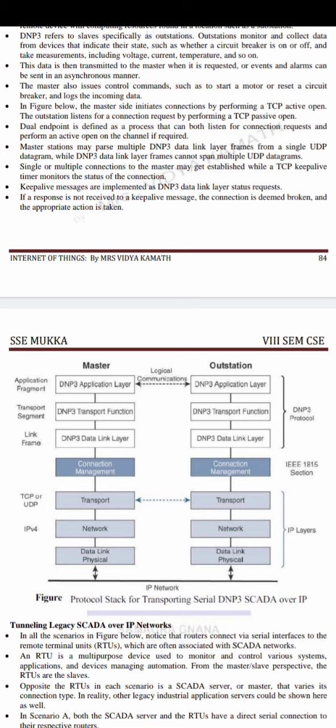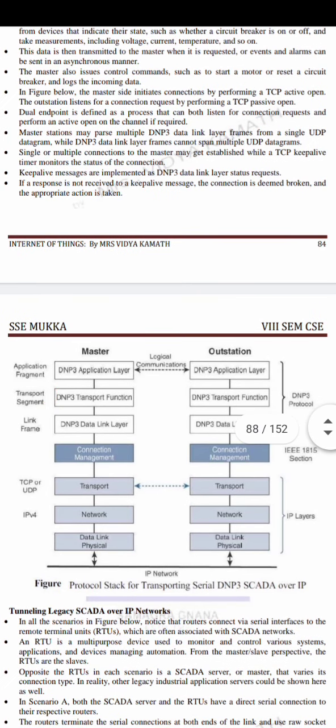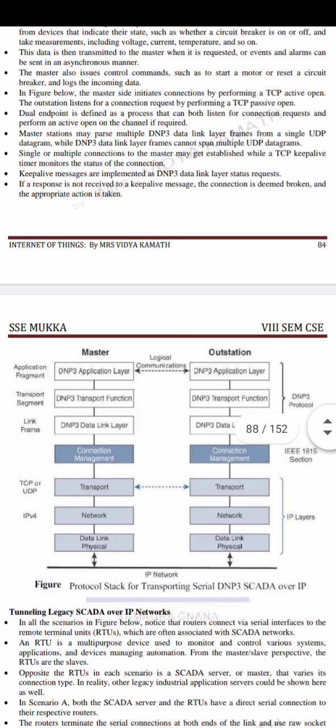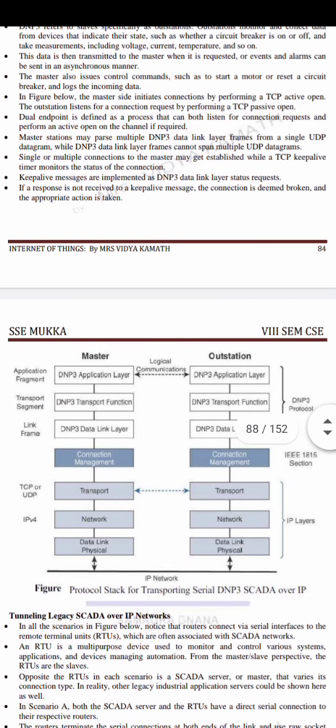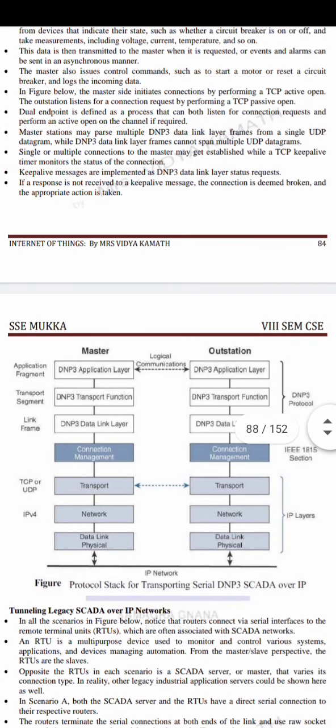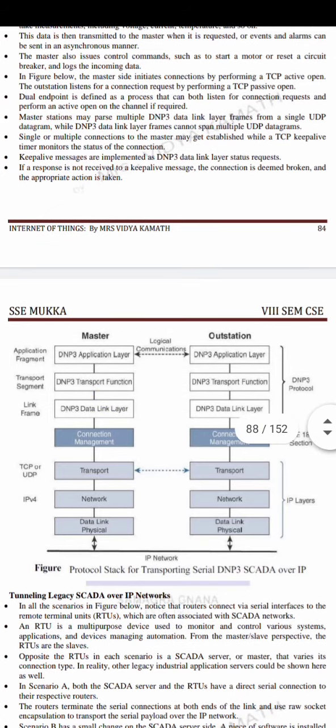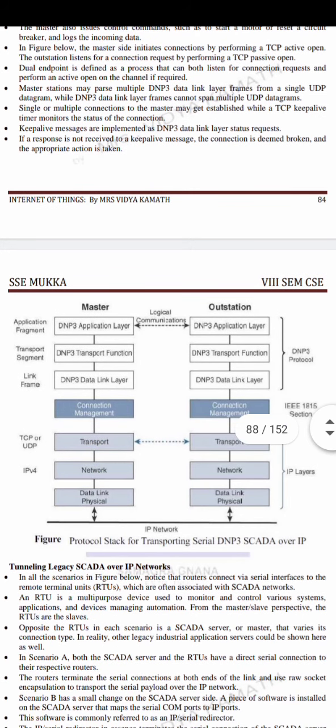So you have 3 layers of DNP3 above your IP stack. This is your application layer protocol here. So DNP3 works as an application layer protocol. The master stations may parse multiple DNP3 data link layer frames from a single UDP datagram, while DNP3's data link layer frames cannot span multiple UDP datagrams.